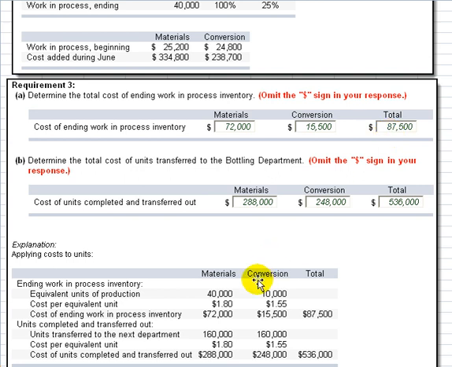Then in terms of determining the total cost of units transferred to the bottling department, we take the 160,000 units that were transferred at the end of the period, and those were 100% complete, both materials and conversion. So we simply multiply the 160,000 times the cost per equivalent unit, which gets us $288,000 with materials and $248,000 for conversion. We drop those in, add them across, and we come up to $536,000, and that's how we get our answer to requirement 3.